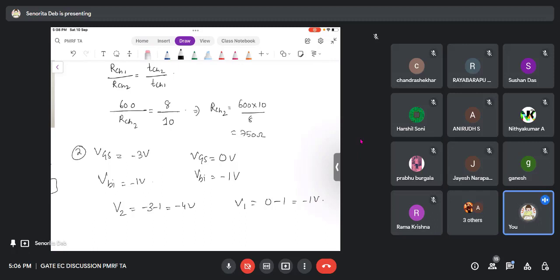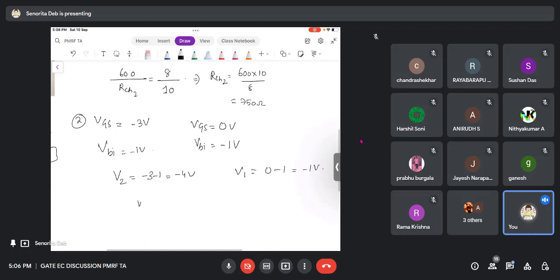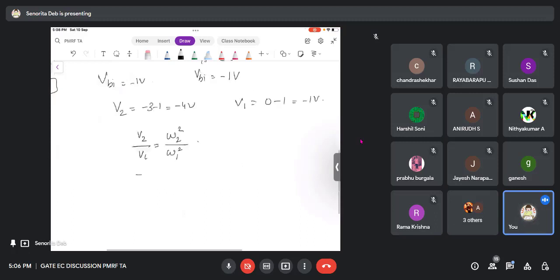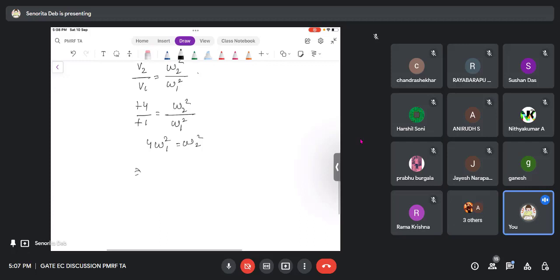Okay. So now we just saw that V is directly proportional to W square. So V2 by V1 is W2 square by W1 square, right? Minus 4 by minus 1 equals W2 square by W1 square. So 4 times W1 square is W2 square. This implies W2 is 2 times W1. This we have understood. Okay, fine.